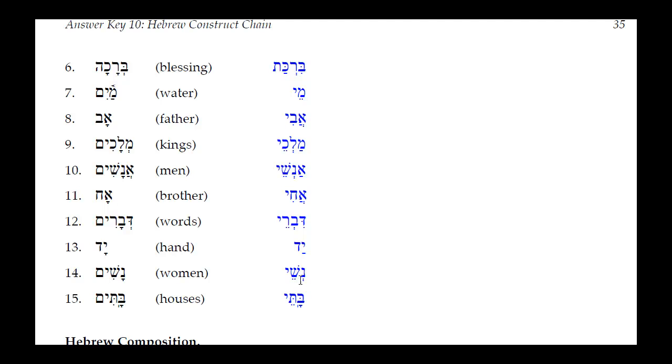Neshe, for women of. Batim, for houses, masculine plural. You have the hirik yod mem sofit. Again, that drops off. Hirik yod mem sofit drops off. Tsere yod takes its place, and the komets remains the same there. You would expect that to reduce down to a sheva, but in this instance it does not. The komets just remains there.